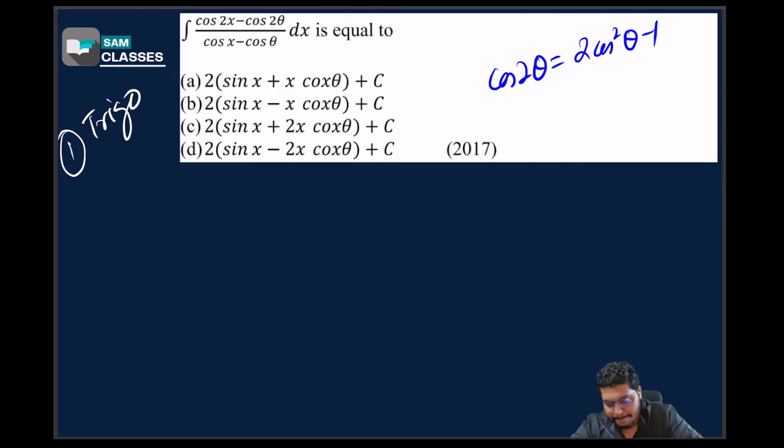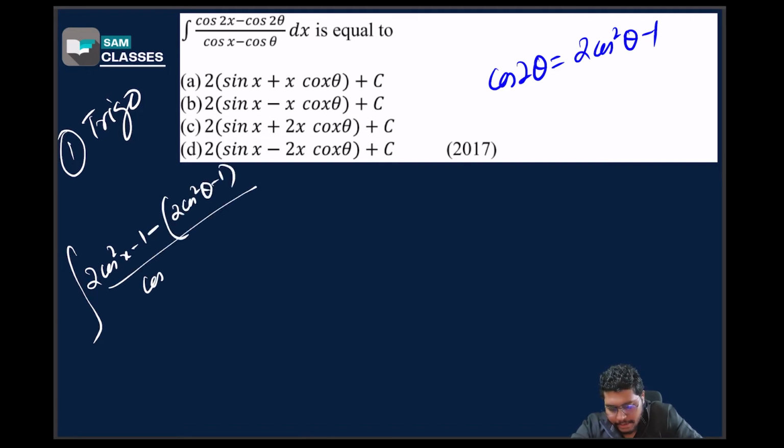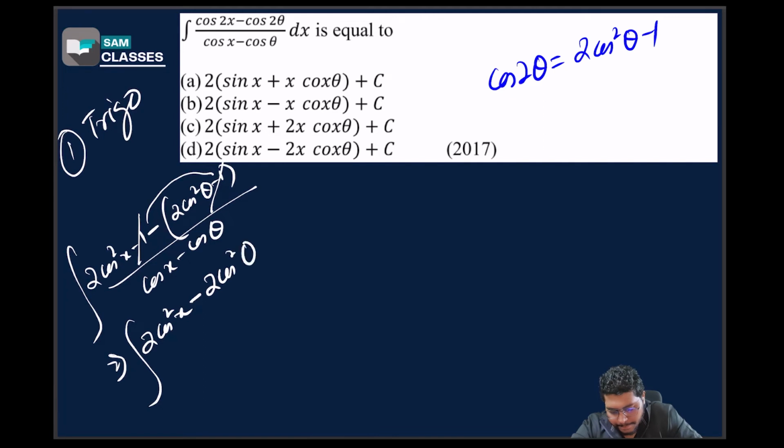How? Let's see. So cos 2x can be written as 2 cos square x minus 1, minus of 2 cos square theta minus 1, divided by cos x minus cos theta. That's it. So that is equal to 2 cos square x minus 1, and minus into minus plus 1, so both will be cancelled. Minus 2 cos square theta, correct, by cos x minus cos theta.